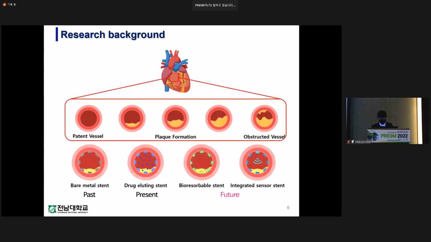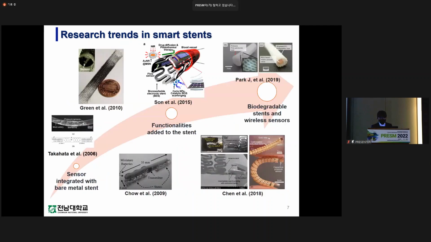Bare metal stent, drug-eluting stent, bioabsorbable vascular stent, and recently sensor-integrated stent have been developed to treat blockage of blood vessels caused by plaque. A sensor-integrated stent was first proposed in 2006. A stent with an integrated sensor for insertion into the human body initially had the form in which the PCB and miniaturized battery are attached to the stent structure.